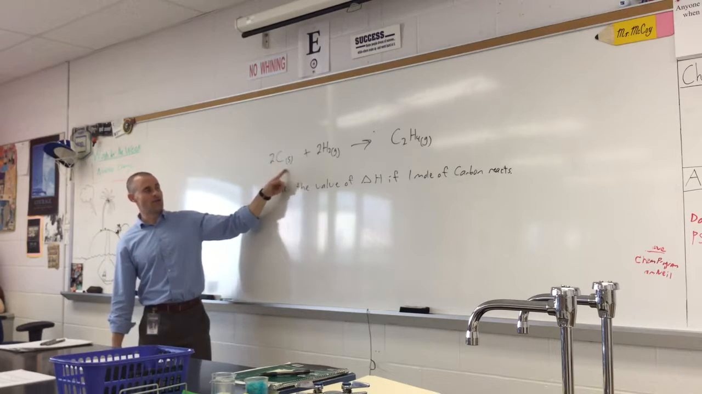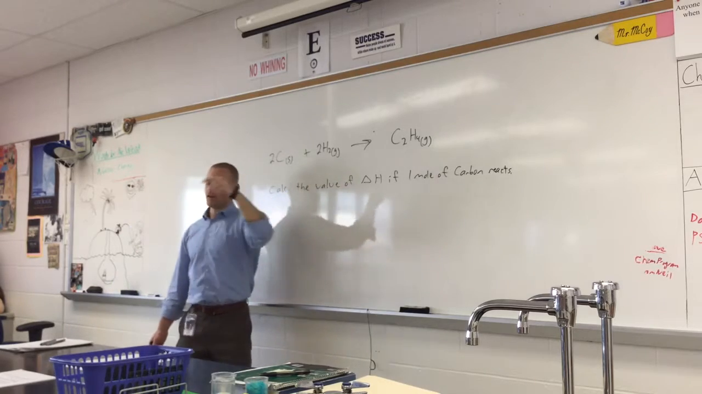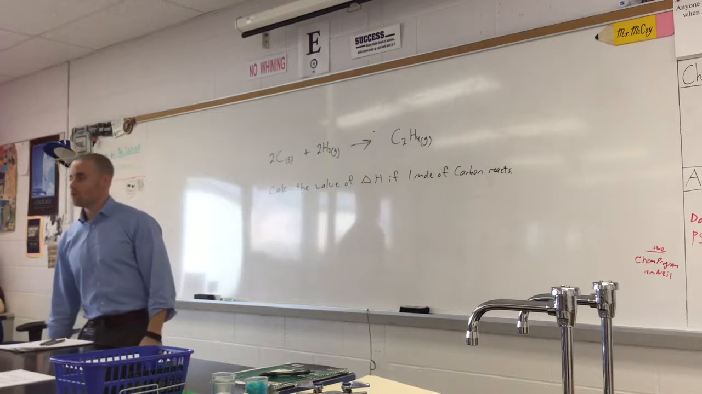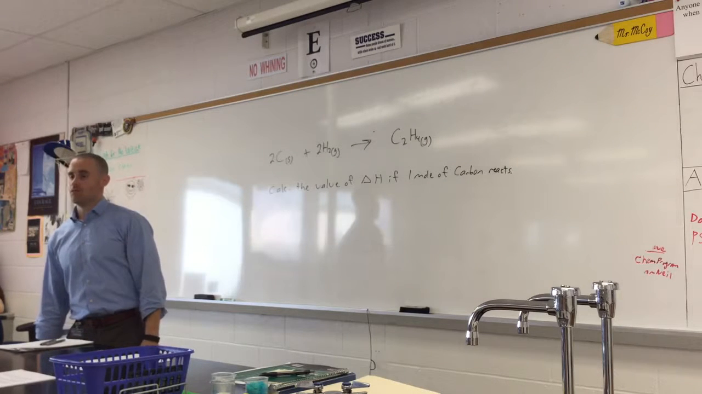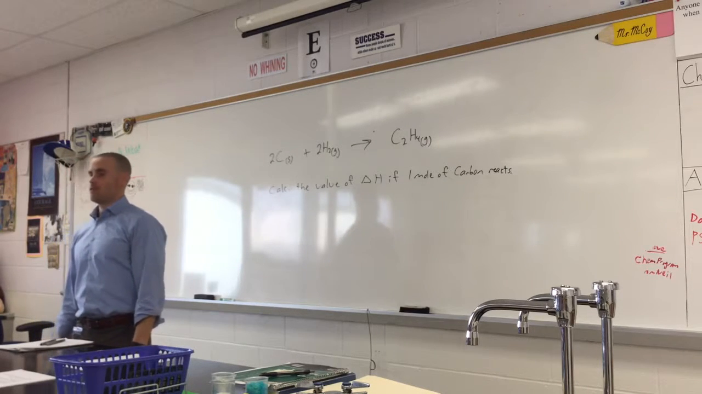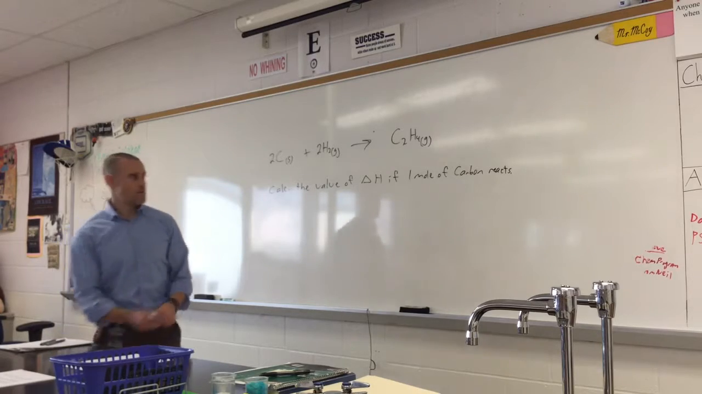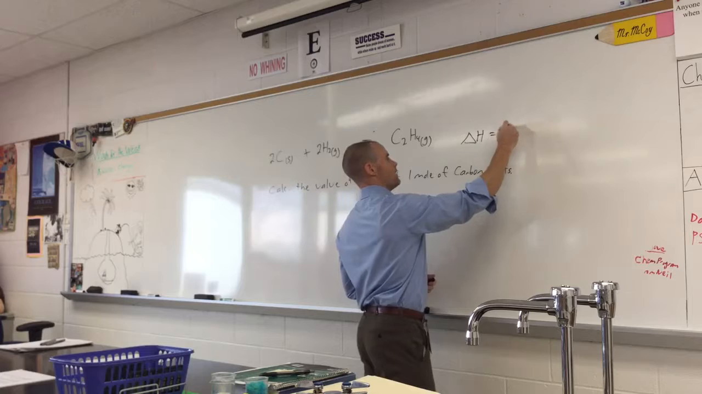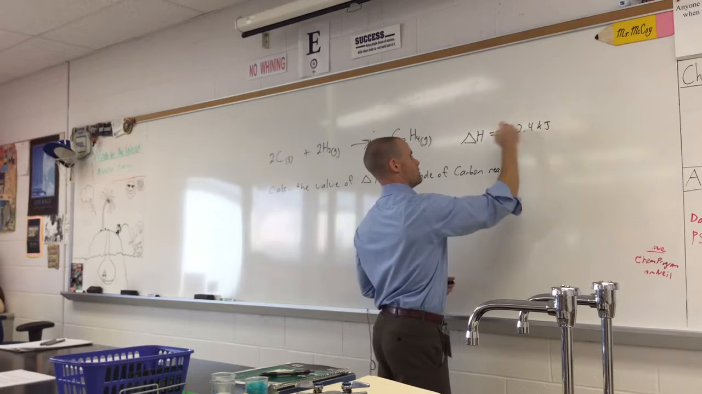What is the value of delta H for this reaction? Find it on Table I. It's 52.4. Oh, wait, that's the wrong one. It's 52.4. Okay. So over here, I'm going to write delta H equals 52.4 kilojoules.